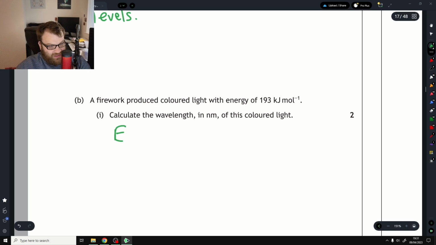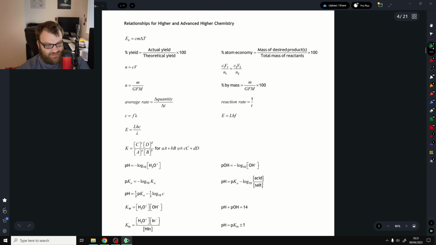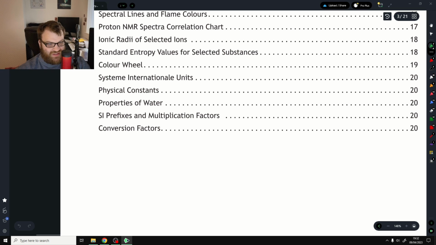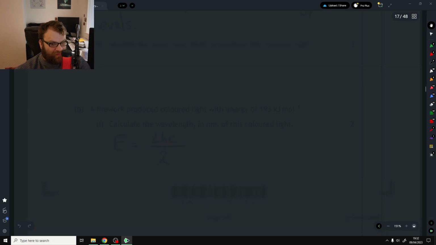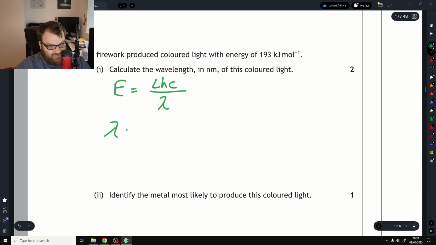This one we're going to use E equals LHC over lambda. You can find that in our data booklet on page number 4. L is our Avogadro's constant, H is Planck's constant, C is the speed of light, and lambda is the wavelength of the light we're dealing with. If we forget our constants, we can find them on page number 20, and we're dealing with all 3 of these here. What we can do is rearrange this so we can work out our wavelength. Our wavelength is going to equal LHC over our energy.